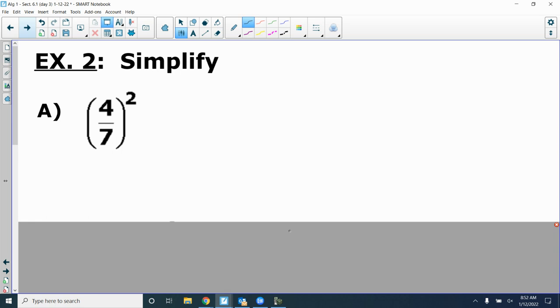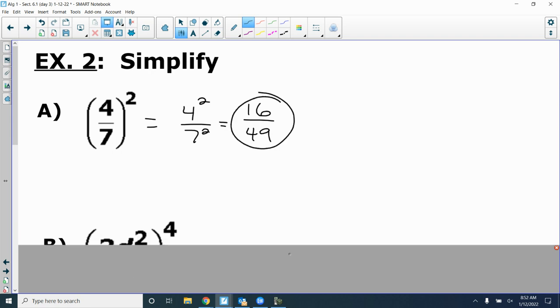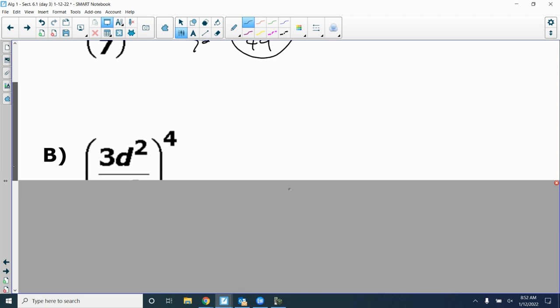Now, for that first one here, even though you've got it right in front of you, we're still going to at least look at it. Damien, what does 4 over 7 squared become then? 4 to the second over 7 to the second. Okay, good. What is 4 to the second power? 16. And what is 7 to the second power? 49. Boom. There's our answer. Got it. All right. What about this one here?